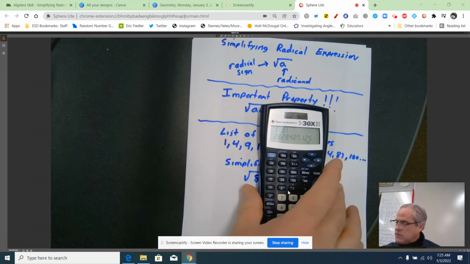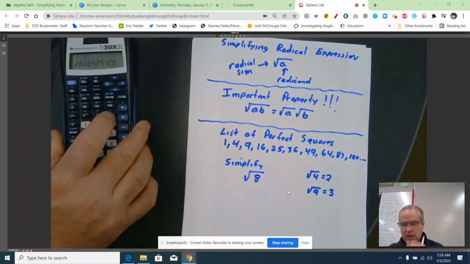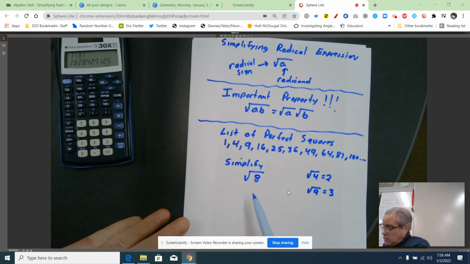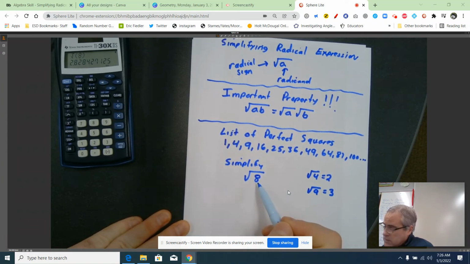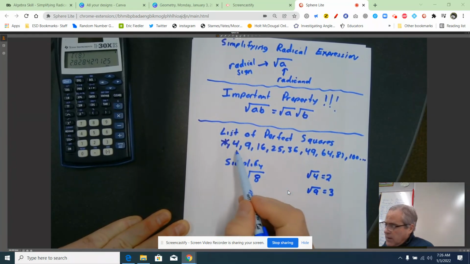And so when I ask you guys to simplify the square root of 8, I don't want you to use your calculator to do it. Here's how I want you to do it. I want you to take a look at your list of perfect squares and tell me the largest number that goes into 8. Well, obviously 1 goes into everything, right? The next largest number is 4. 4 goes into 8. Everything else is bigger than 8, so it couldn't work.